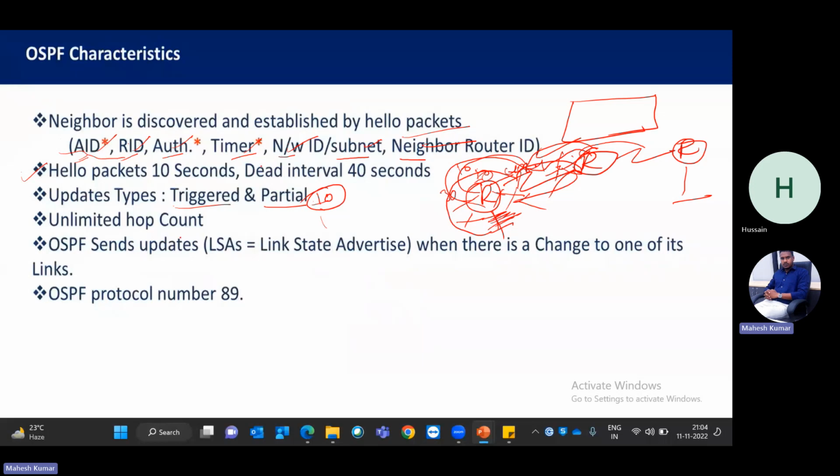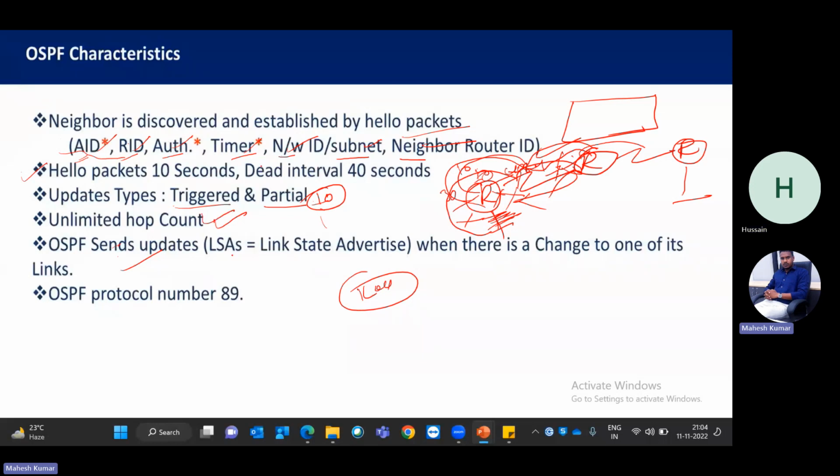Unlimited hop count. Let's suppose you have 1 lakh branches in your company. You can use this OSPF. You can connect unlimited routers by using OSPF, and how, we will cover tomorrow. So unlimited hop count.